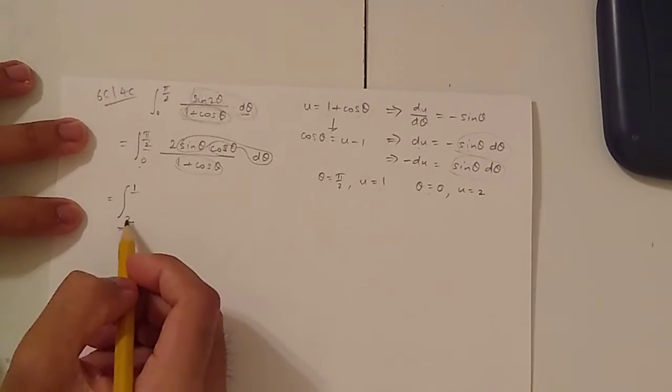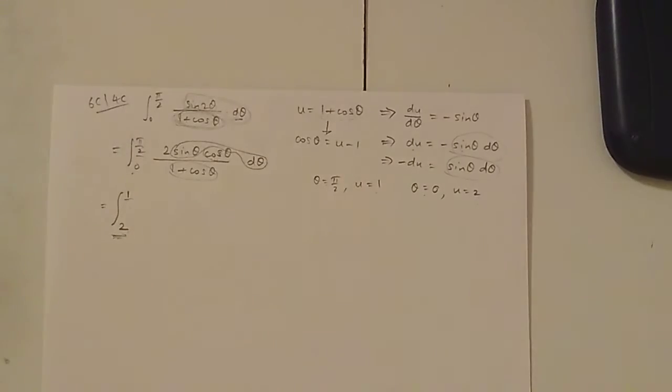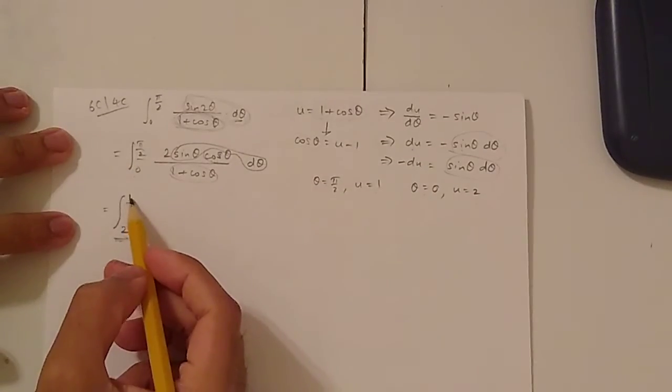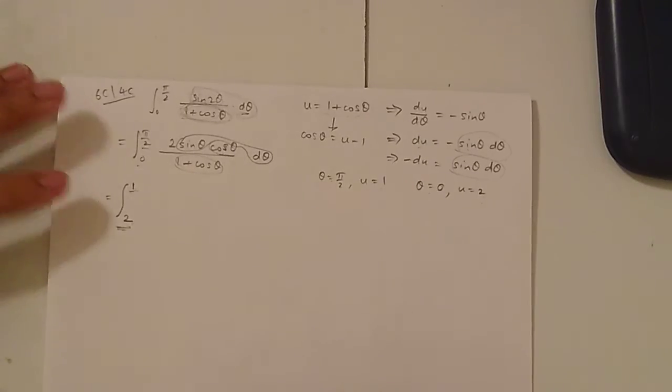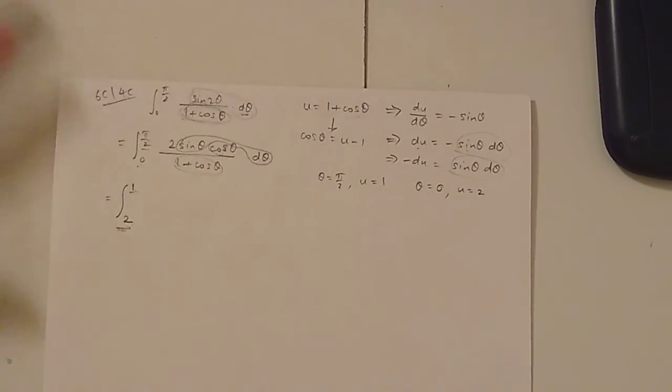So it does not matter, the lower limit could be larger than the upper limit. But the upper limit is always the upper limit. You cannot just make the upper limit be the lower limit. The lower limit can be larger than the upper limit though.